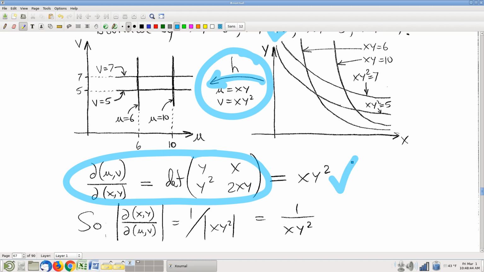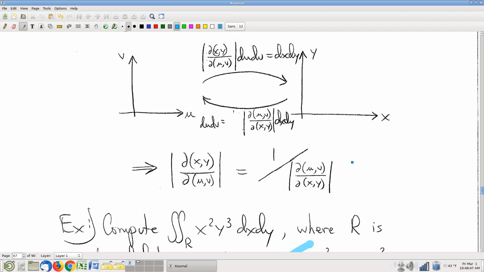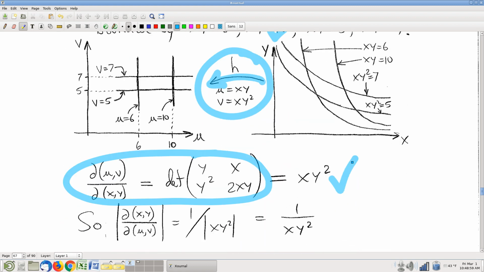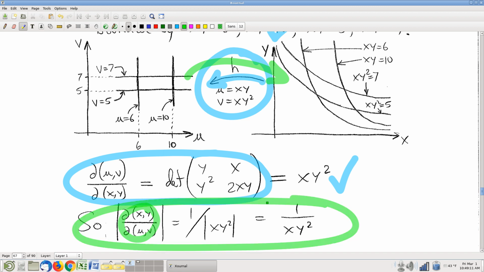And then using the result we started with at the top of the page here, when you switch directions, you just take a reciprocal of the determinant of the stretching factor. Said differently, these things that look like fractions behave like fractions. If the partial of u,v with respect to x,y is that, then the stretching factor that I need going the other direction, the partial of x,y with respect to u,v, is just the reciprocal. And off you go. Everybody happy with that? That's a pretty cool idea.